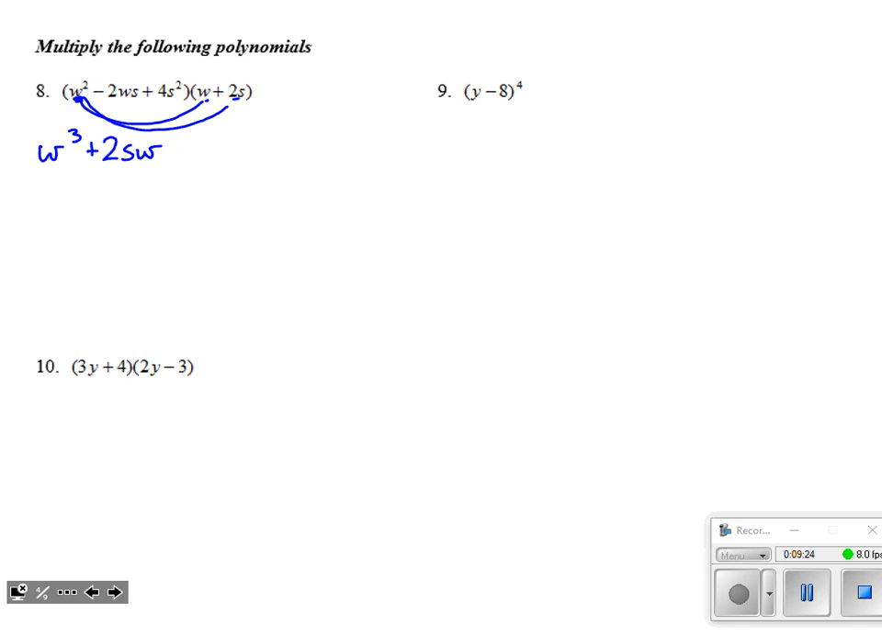Okay, now let's do the next term. I'm going to distribute this negative 2ws. So I get minus 2w squared s, right? Inside there's a w times w. And then negative 4ws squared. All right, and then lastly, we'll distribute this 4s squared. So I get plus 4s squared w and plus 8s to the third.